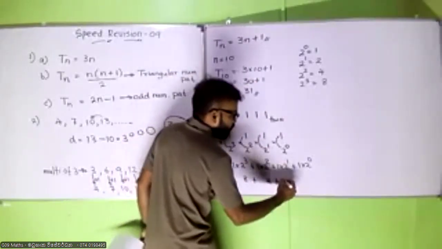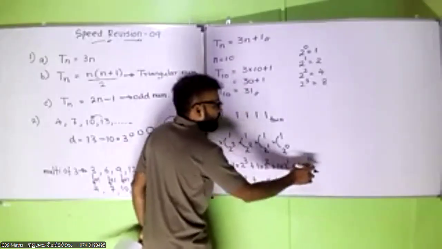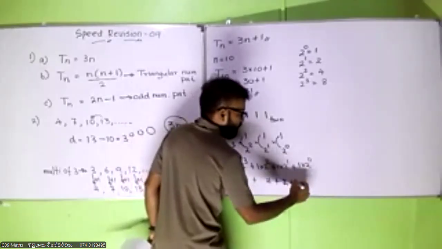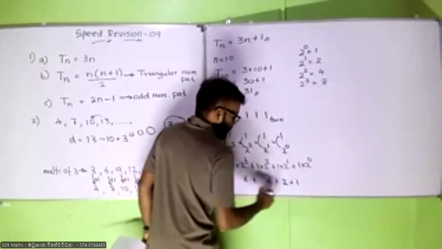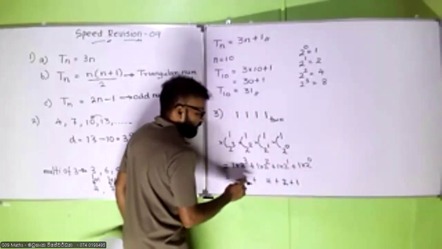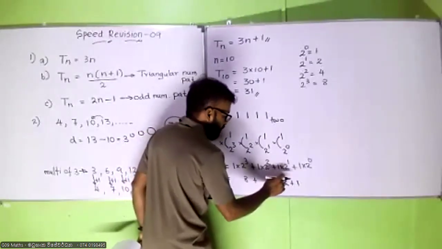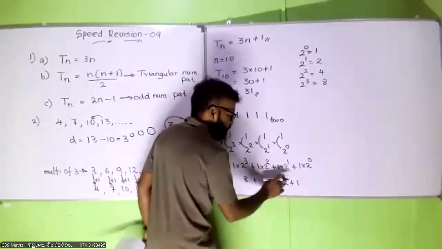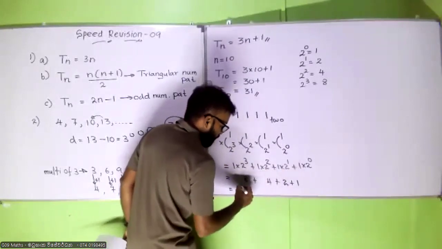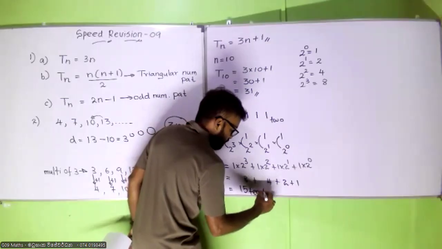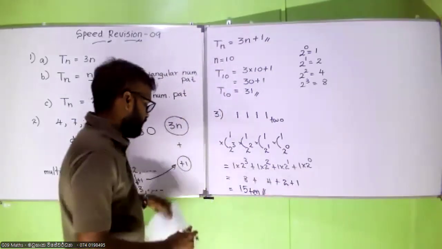1 times 2 is 2, right? 1 times 2 to the power 0. 2 to the power 0 is 1, so 1 times 1 is 1. So add them together, you will get the base 10 number. 8 plus 4, 12, plus 2, 14, plus 1, 15. 15 base 10. Okay.